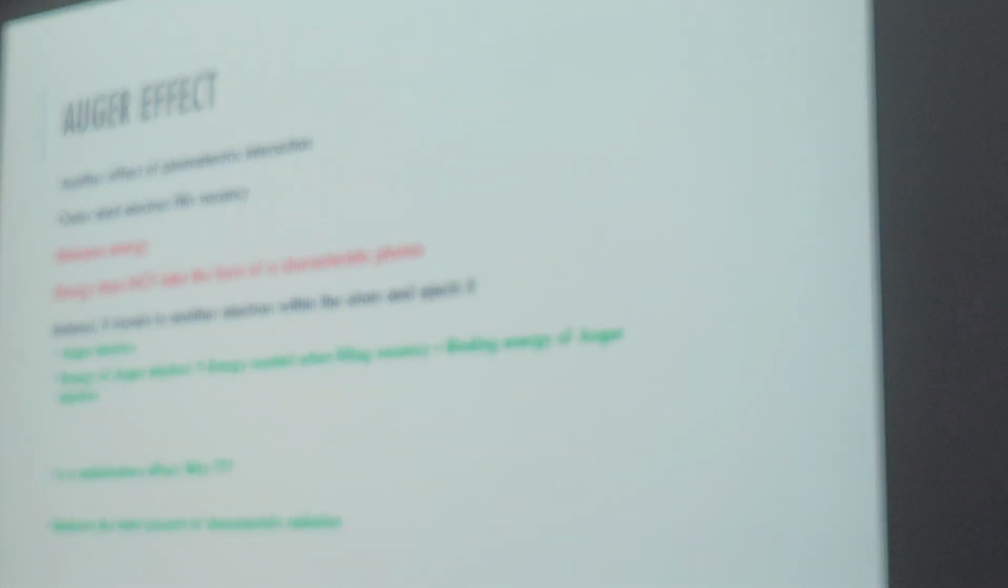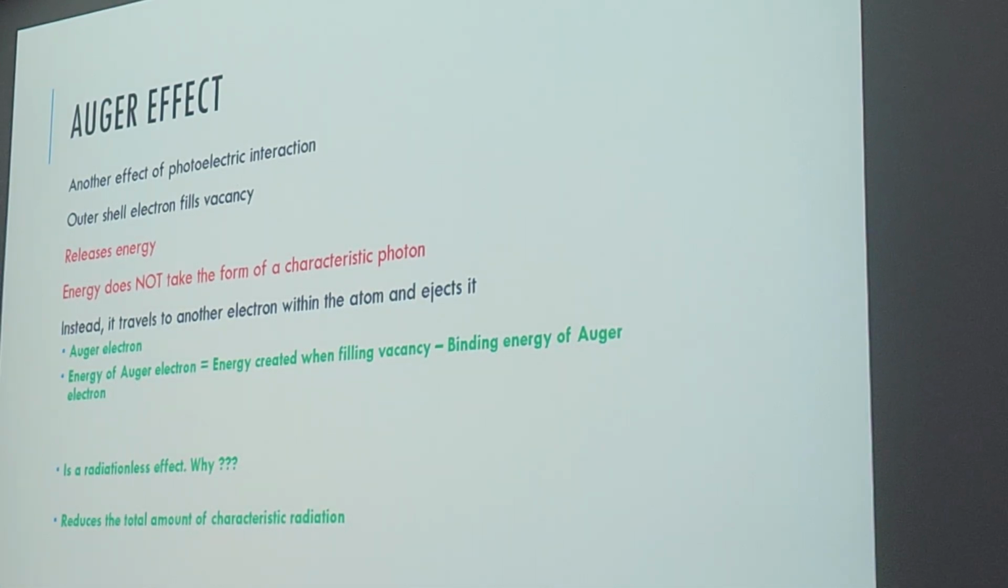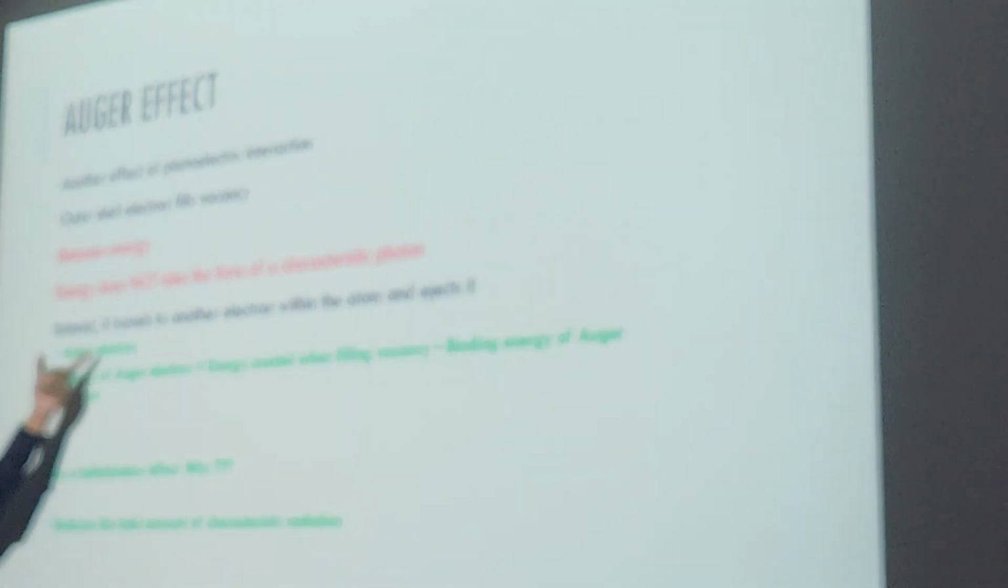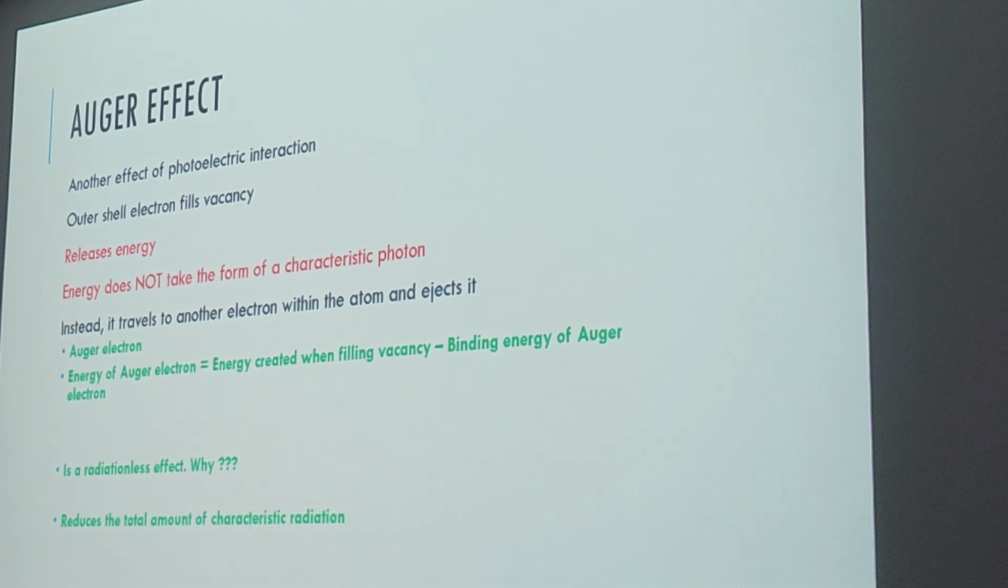The outer shell electron fills the vacancy, but instead of creating that photon, the energy travels to another electron within the atom and ejects it. That's called an Auger electron. It turns into a different name, like a new person. It's not the same; it's a new electron.